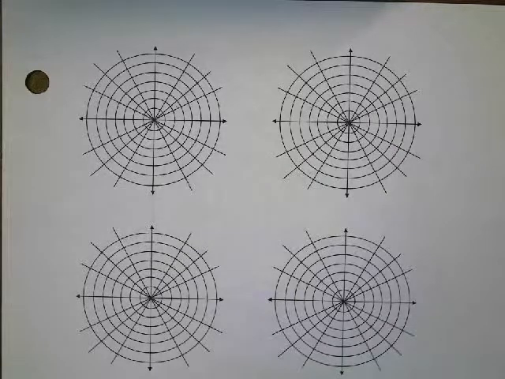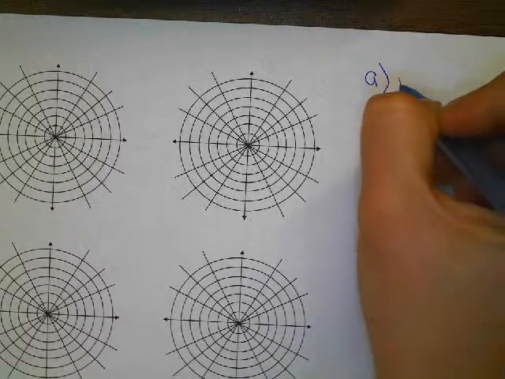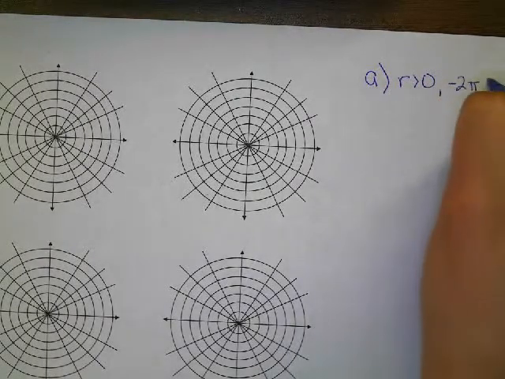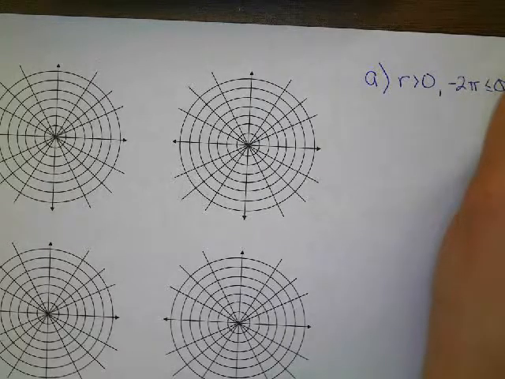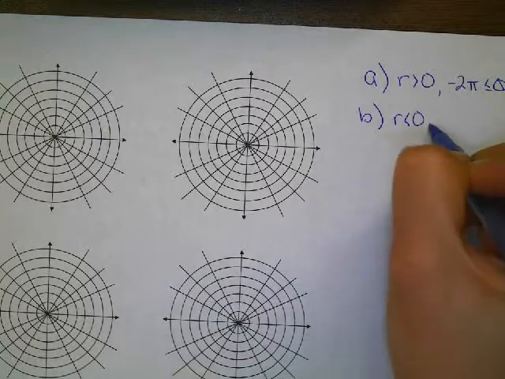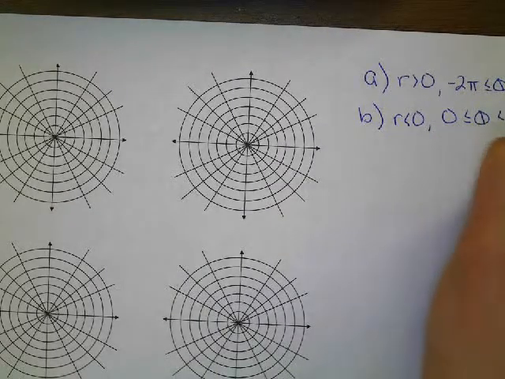Today we're going to talk about how to plot polar coordinates. So in this first example we have three different parts to it. A, we want our radius to be greater than 0 and our angle to be between negative 2 pi and 0. And then for part B we want our radius to be less than 0 and our angle to be between 0 and 2 pi.